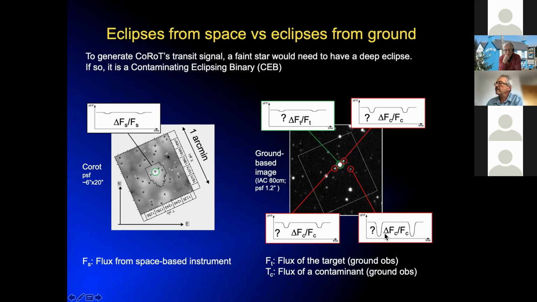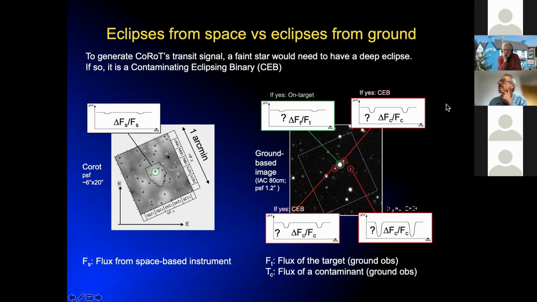But anyway, we may have here 3 stars, and this one is fainter, so it has deeper eclipses, which are potential targets, potential eclipsing binaries. And we have to find out which ones they are. So if we do our photometric follow-up observation and we can detect the transit on the target, this is nice. This is an on-target transit then in the space data.